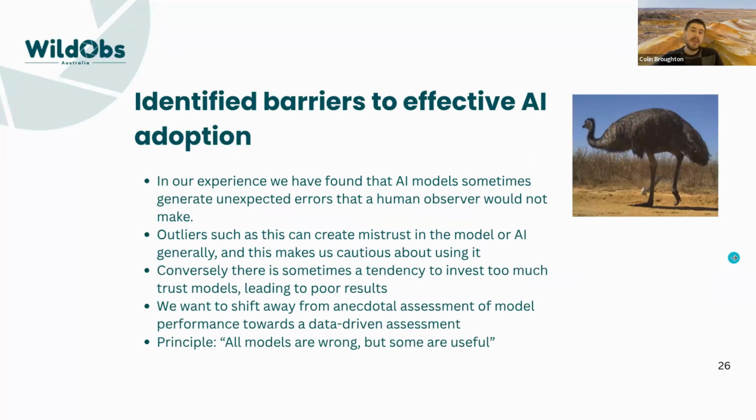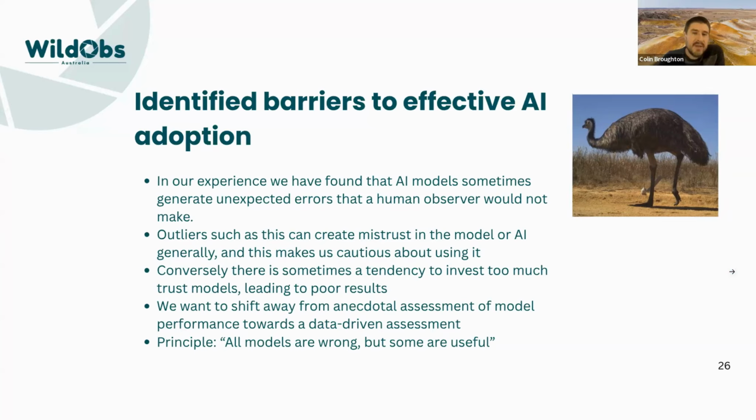In our experience using AI, we've found that the models sometimes generate unexpected errors that a human observer wouldn't normally make. For example, misclassifying an emu as a crocodile or something really unusual like that. And outliers such as this can create a sense of mistrust in the models and AI more generally. And this makes us a bit tentative about using it for our real-world monitoring programs.